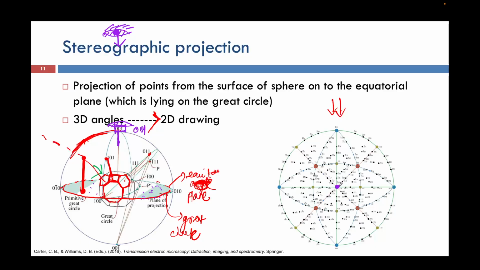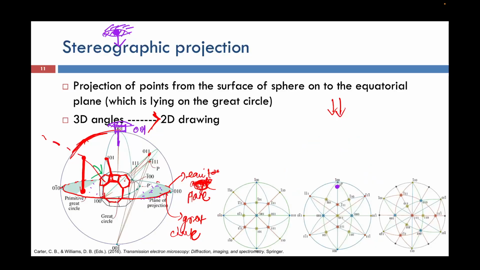That is why this is called the zone axis of 0, 0, 1. And this center point, the pole, defines the zone axis along which you are going to view your diffraction pattern. Since this is 0, 0, 1, it is called the 0, 0, 1 stereographic projection.